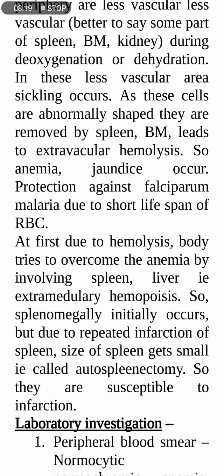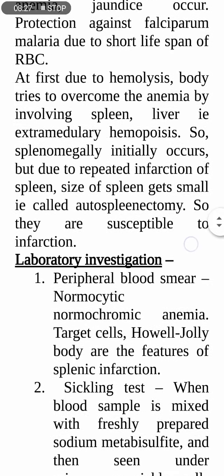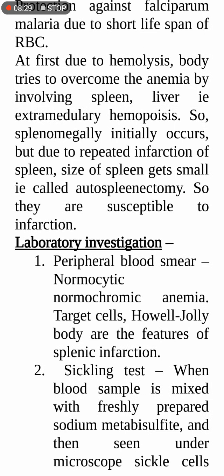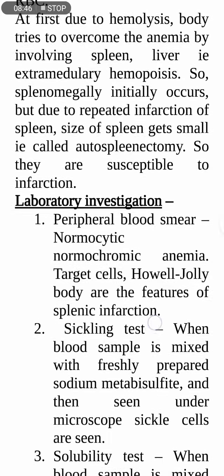And due to the short lifespan of the RBC, the patient is protected from falciparum malaria. How will you detect sickle cell anemia in the laboratory? First you have to do a peripheral blood smear. You get normocytic normochromic anemia, target cells, and Howell-Jolly bodies due to splenic infarction.